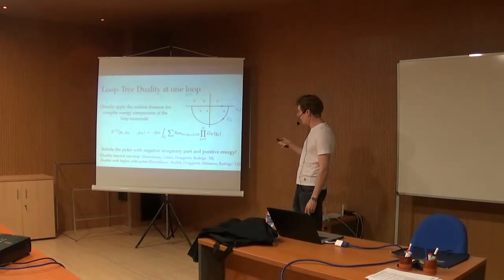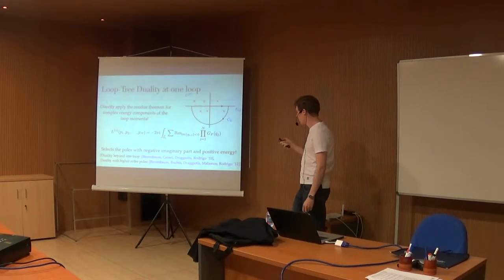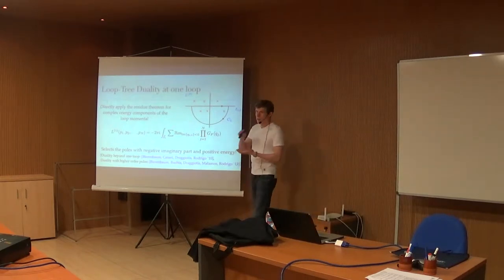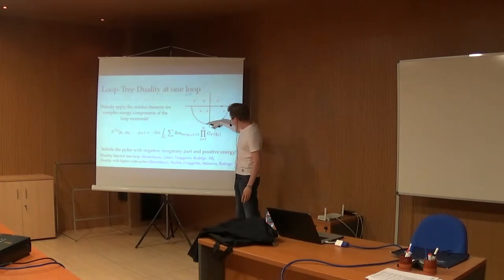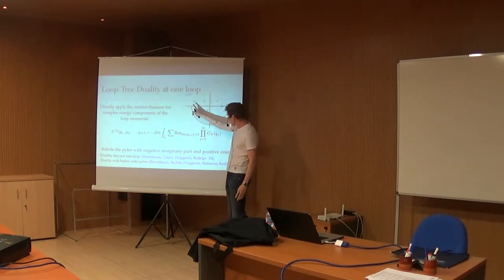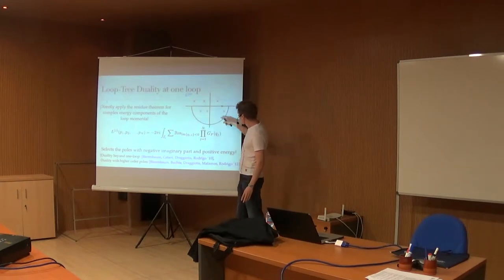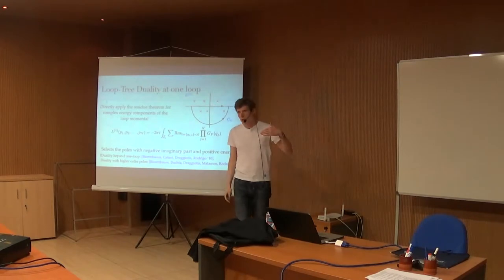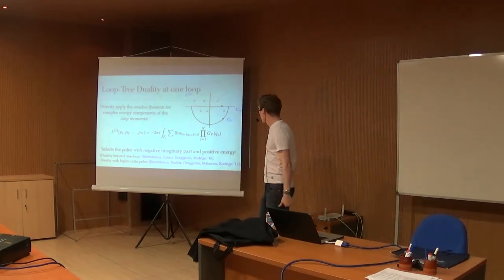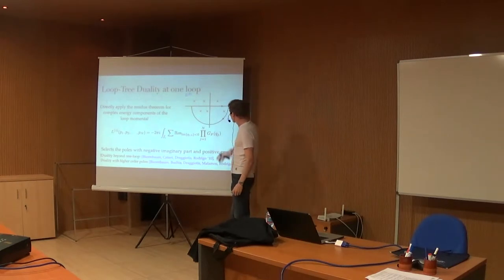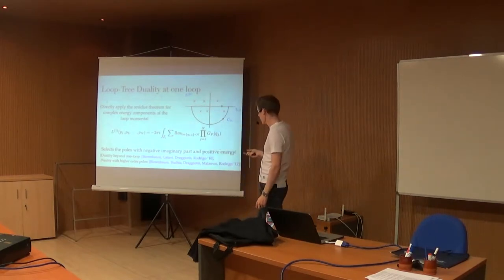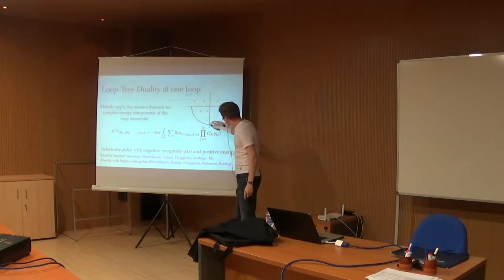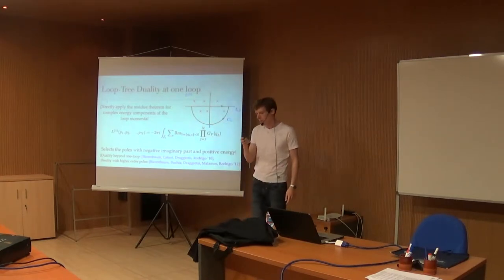And now this is the basic idea that is at the heart of the Loop-Tree Duality, which is carrying out the L0 integration. You choose a contour that goes through the lower half plane. This way, you enclose all the singularities with negative imaginary part and positive energy. And then you employ the residue theorem to carry out this integration. So you take the residues at all these singularities and evaluate what's left over at the value of the residue.